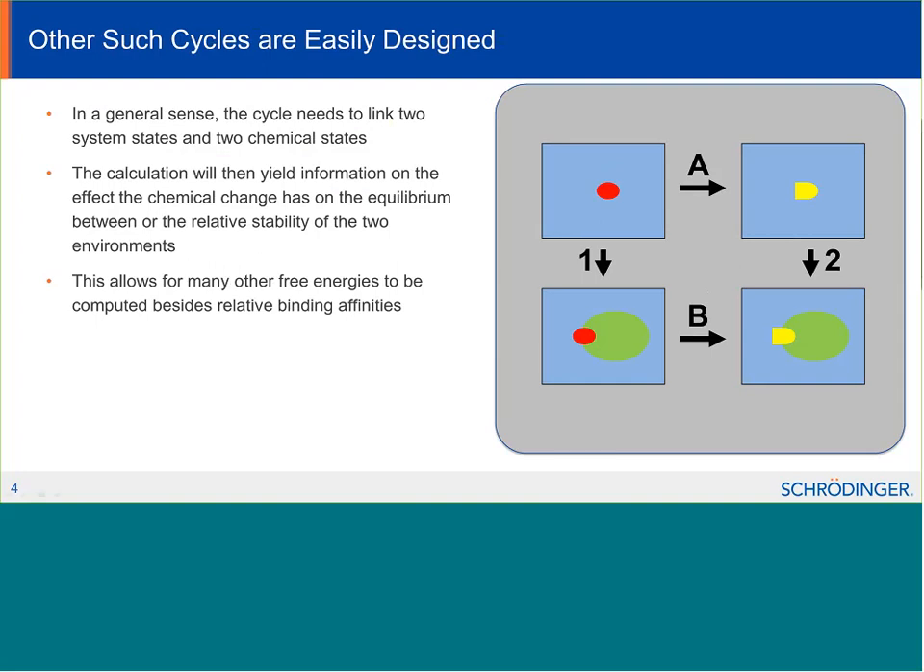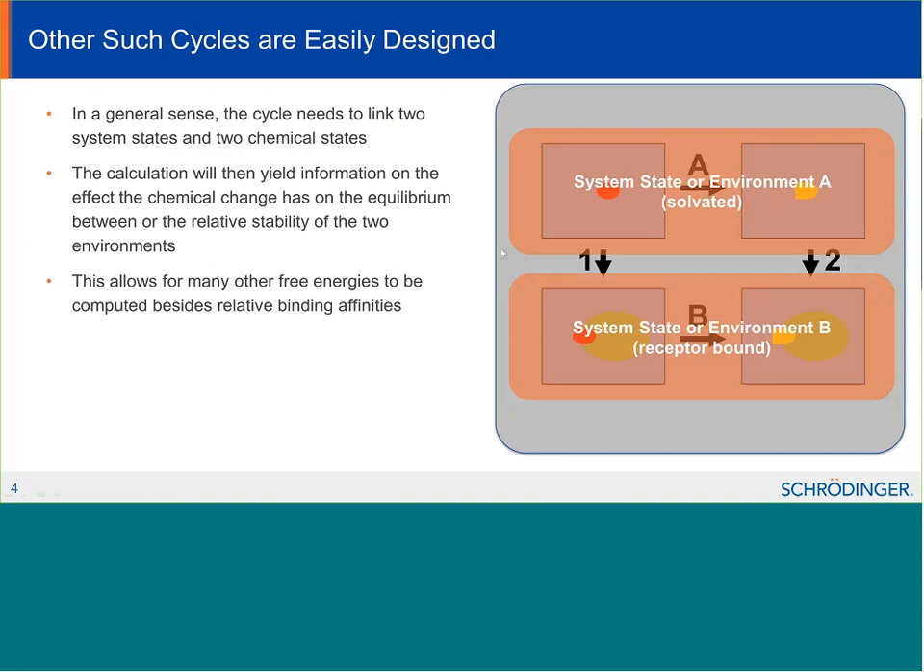Maybe just in general, to understand the cycle, the only two things we need is we need two generally system states or environments, which in the case of binding free energy calculations is a solvated state of a molecule in water and a receptor bound state of the same molecule bound to a receptor binding pocket, itself again solvated, of course. Now, two different environments that we would like to compare, and the comparison here, of course, is related to a binding free energy of those molecules, and comparisons between other environments will be related to other free energies, as we'll see in a second.